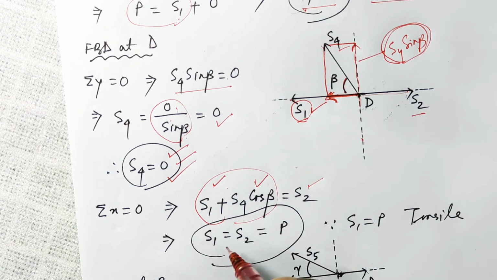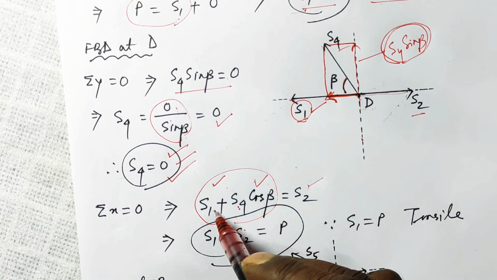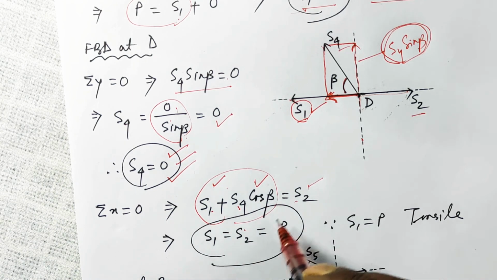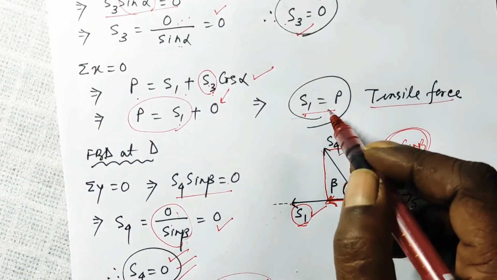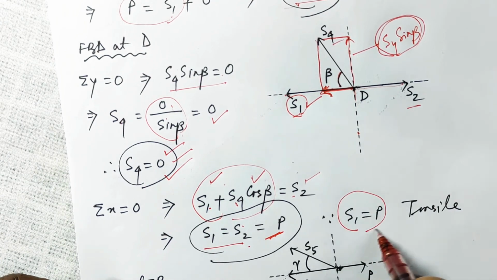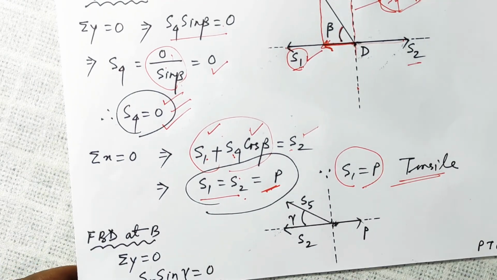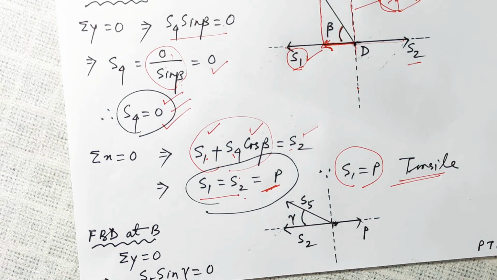Now, since S4 is equal to 0, put 0 here, 0 into cos beta is 0, so we are left with S1, S1 is equal to S2. And since S1 was equal to P, therefore S2 is also equal to P, so S1 is also the tensile force. Now finally let us apply the free body diagram at point B.